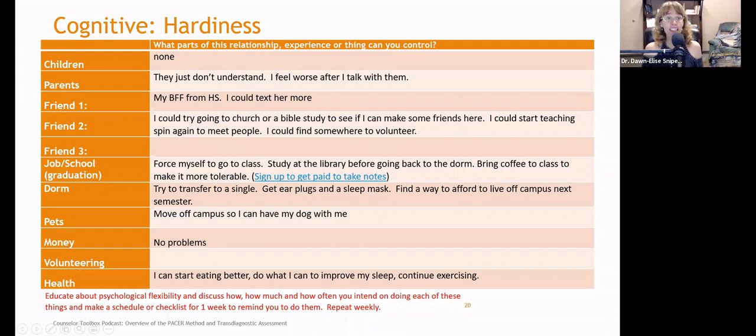She can force herself to go to class. Does that mean she has to love it? No, certainly not. How can she make that rewarding? Well, we'll talk about that in a second.